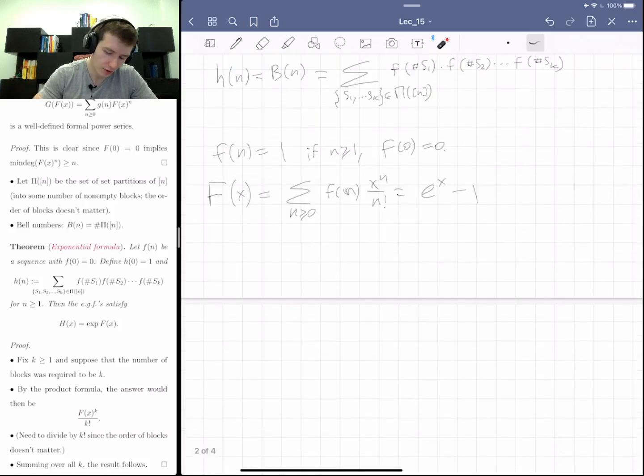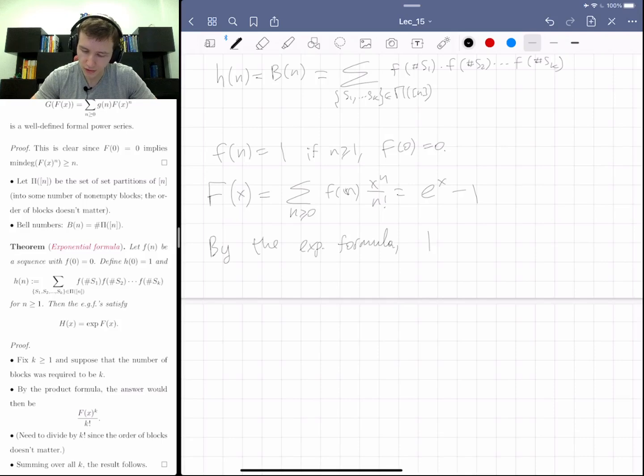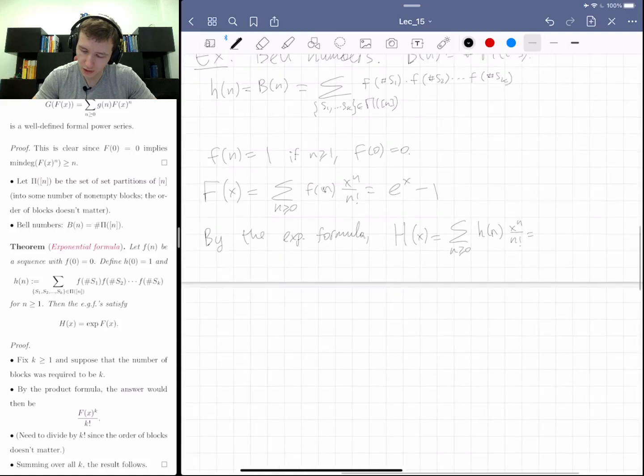So, therefore, by the exponential formula, the exponential generating function, the sum of h of n x to the n over n factorial, is equal to the exponential of e to the x minus 1. That turns out to be the answer for Bell numbers.